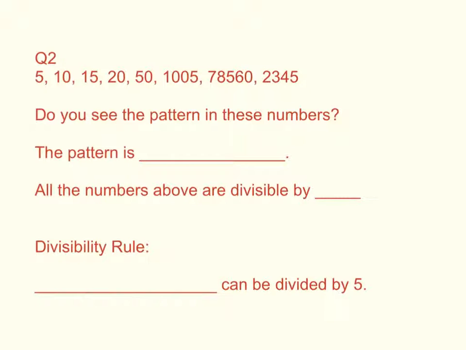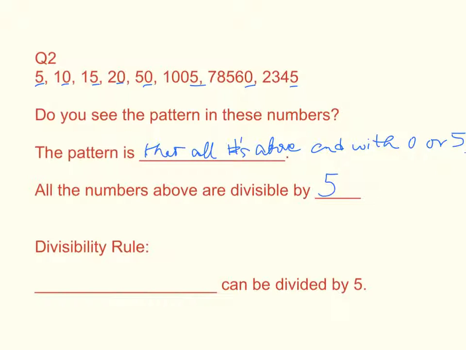Gets a little harder. 5, 10, 15, 20, 50, 1,005, 78560. Do you see the pattern in this? Look at these endings. All of these numbers end in either 5 or 0. So the pattern is that all numbers above end with 0 or 5. And therefore, all of the numbers above are divisible by 5. So if you want a number to be divisible by 5, that number has to end in 0 or 5. So the divisibility rule here is what I just said. All numbers divisible by 5 have to end with 0 or 5.